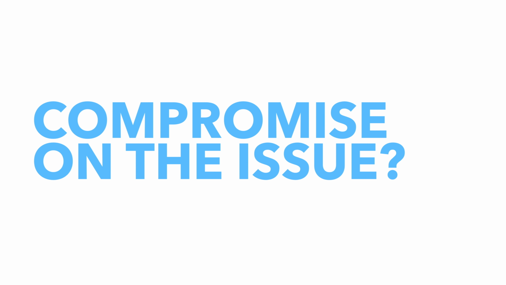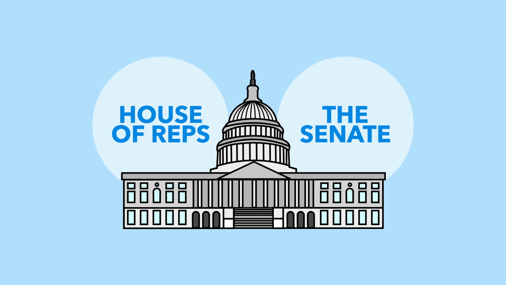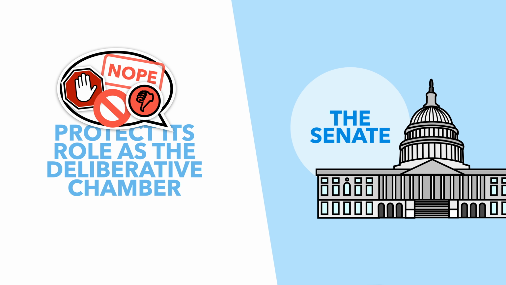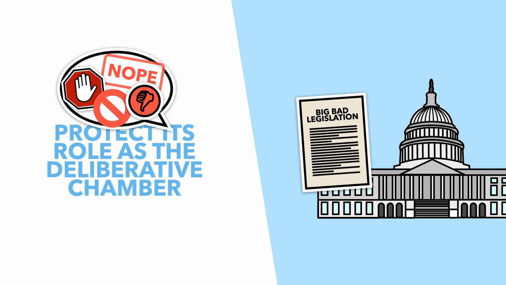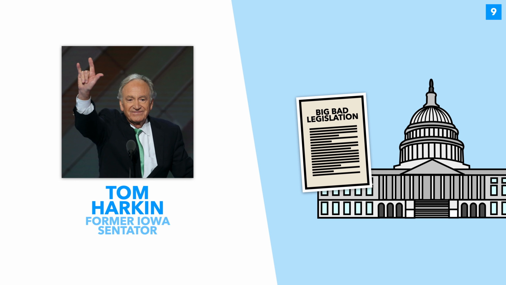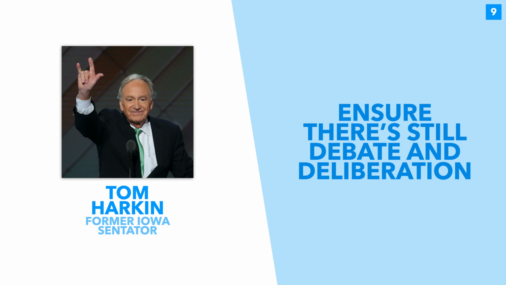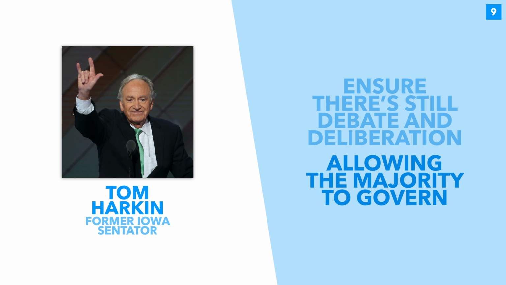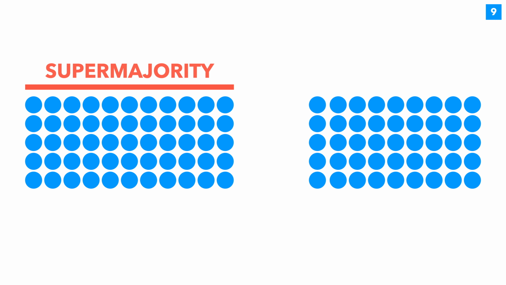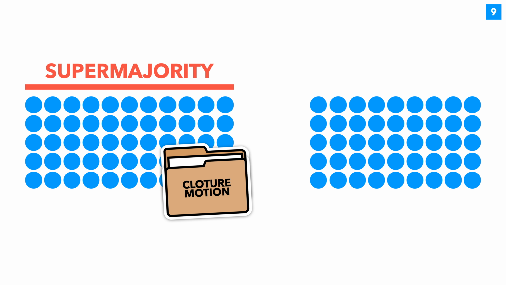But what about a compromise, in order to preserve the intended deliberative function of the Senate? Those who oppose the removal of the filibuster often use this as an argument, fearing that bad legislation will make it through without any structured debate. For this, it's been suggested by ex-Senator Tom Harkin that they could keep deliberation but allow the majority to get on with governing by scaling down the number of votes needed for cloture as the debate progresses.